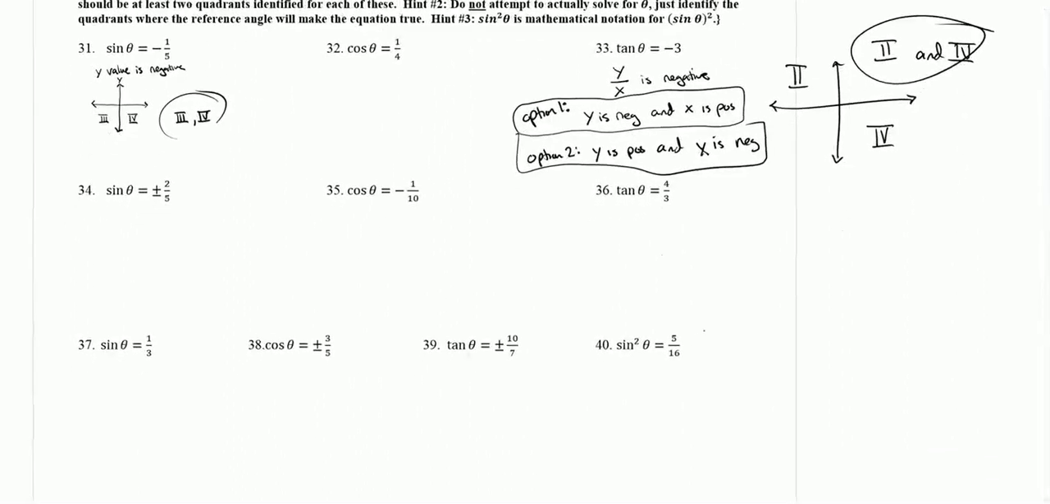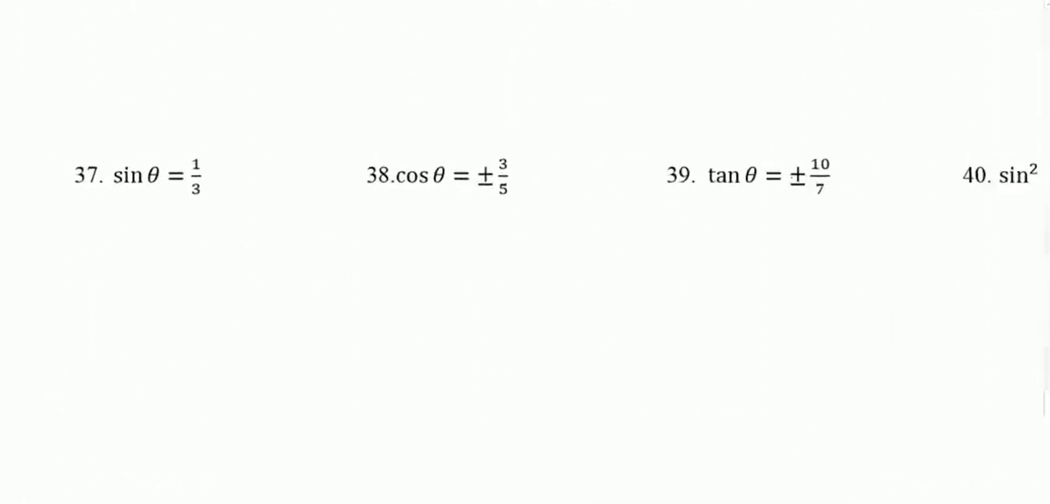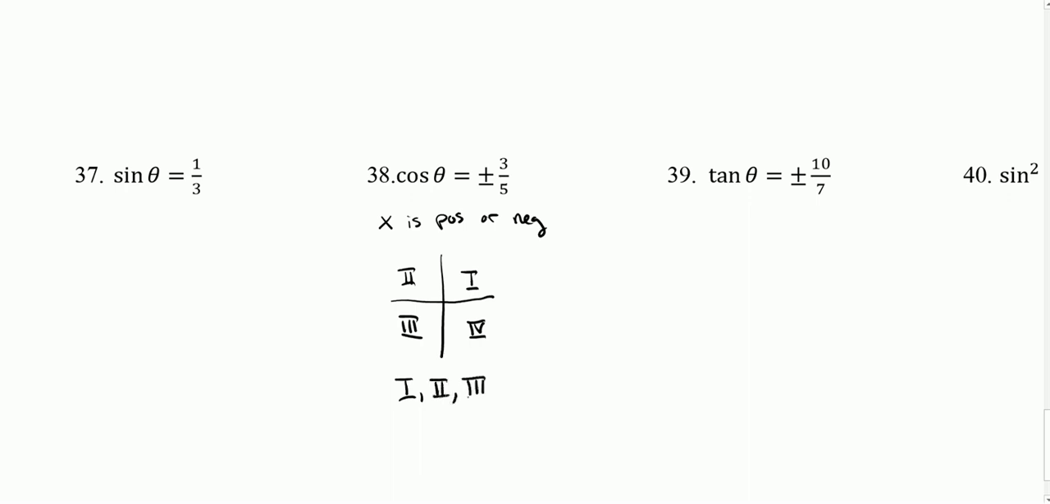Take a look at number 38. 38, we have that the cosine is plus or minus 3 over 5. Well, cosine is your x value, and it's saying x could be positive or negative. Well, x is positive on the right-hand side, so that would be quadrant 1 or quadrant 4. But x is negative on the left-hand side, so that would be quadrant 2 or quadrant 3. So we're okay with any of those because our cosine could be positive or negative. So we want to say quadrant 1, 2, 3, and 4.